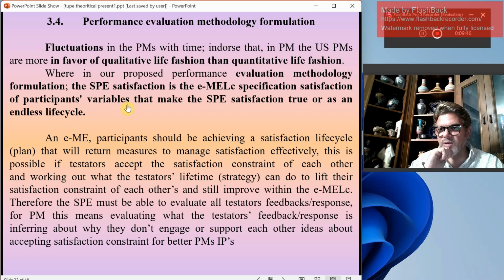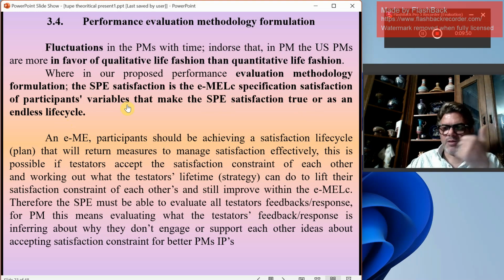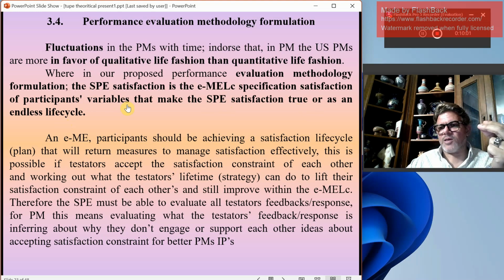We said satisfaction is a goal to be achieved. So there is a goal for the user satisfaction, there is a goal for the business satisfaction, there is a goal for the product satisfaction, and there is a satisfaction as a whole in one life cycle.